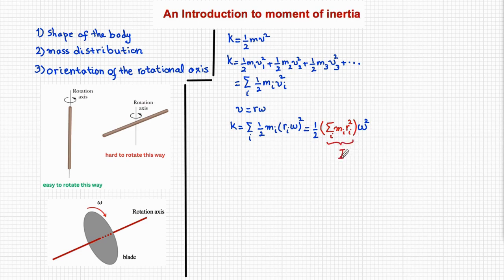I stands for inertia. Remember that the axis must always be specified if the value of I is to be meaningful. We may now write I equals the summation of mi ri squared. And the unit of I, or moment of inertia, is kilogram meter squared in SI.